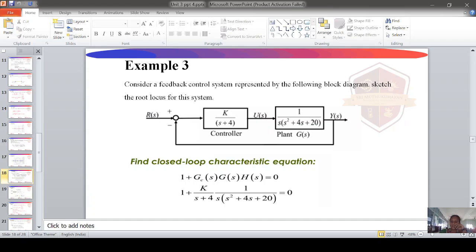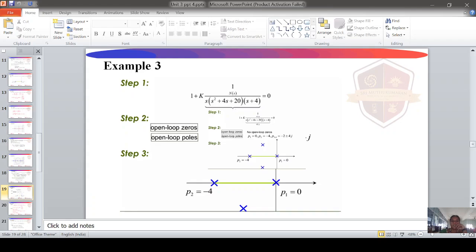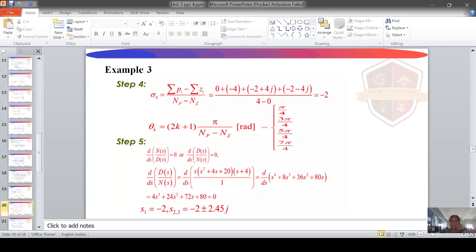Example 3 is likewise the same as example 2. We have to do step 1 and step 2, locate the poles and zeros, then draw the diagrams. In step 4, we find the asymptotes and centroids, and then we find the breakaway points.